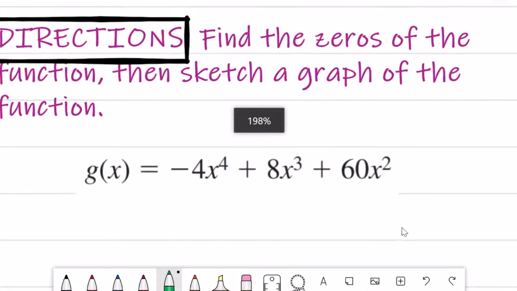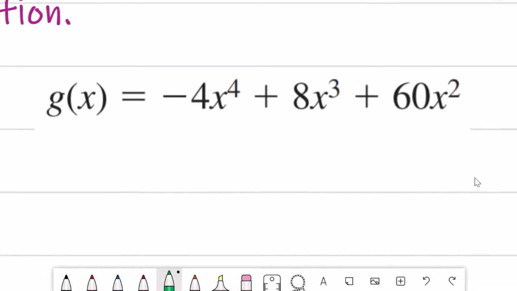What I want you guys to notice here is that we have g of x in front of the function, or the equation. This is just the name of the function. Since we're trying to find the zeros, I'm going to replace the g of x with the value of 0, because we're saying that when the y coordinate is equal to 0, what is the x coordinate going to be? So I'm going to replace g of x with 0, and then I'm going to rewrite my function as negative 4x to the fourth.